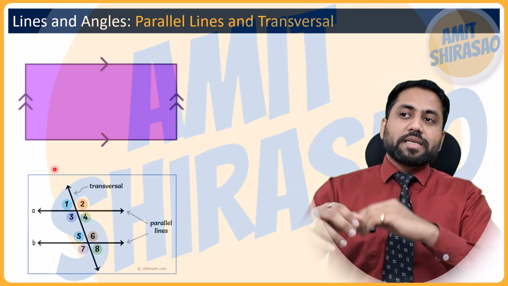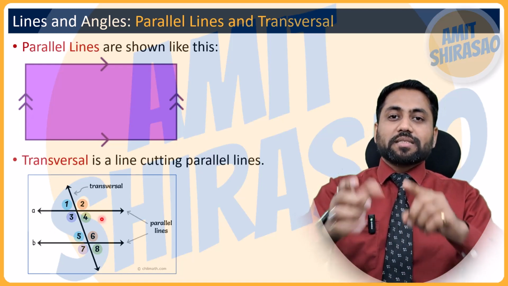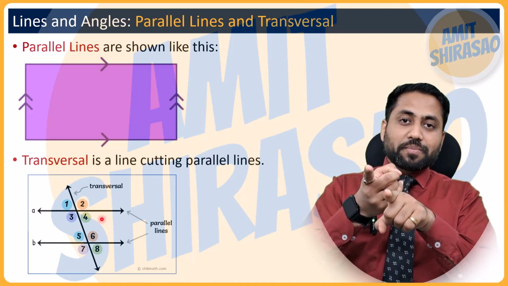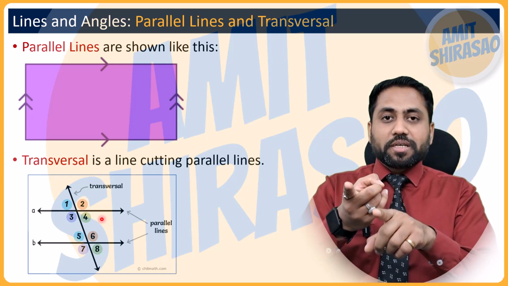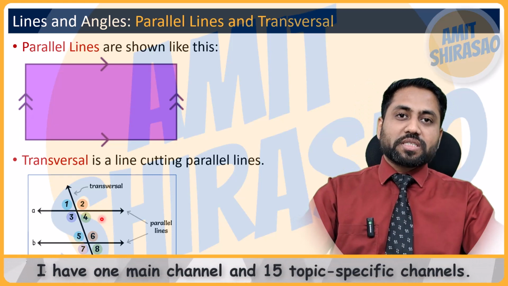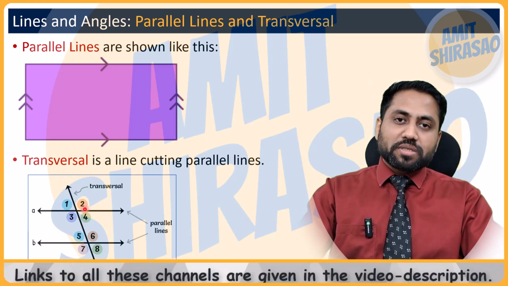Okay, then let us say, what is a transversal? A transversal is another line in the same plane as the other two lines, but it is not parallel to them. So if it is not parallel, it is definitely going to intersect them somewhere or the other. Such a line is called a transversal.